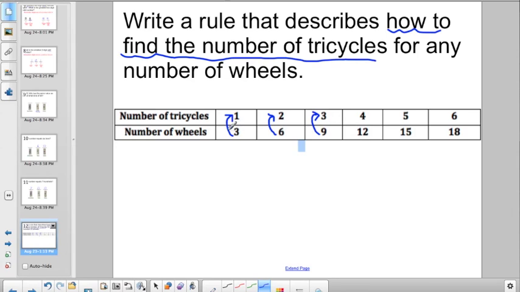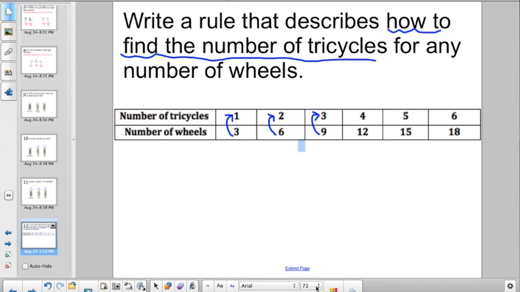The trickiest part is trying to figure out what direction to think about an arrow. I want to find the number of tricycles for any number of wheels. So I'm starting with 3 and I'm ending up with 1. Or I'm starting with 6 and I'm ending up with 2. And I'm starting with 9 and I'm ending up with 3. What is my rule this time?